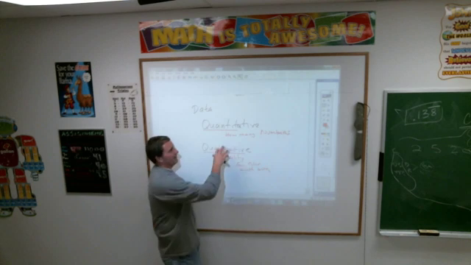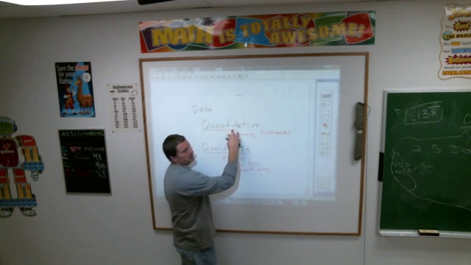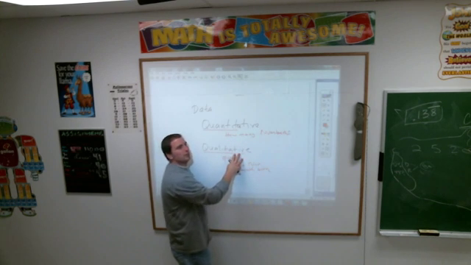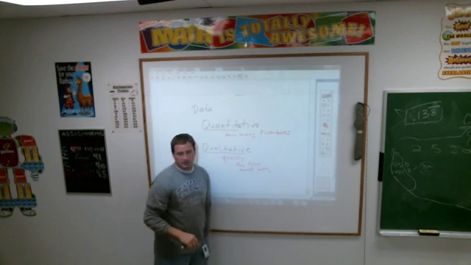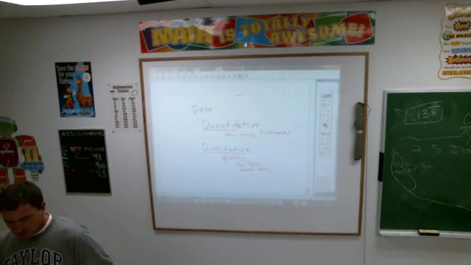Quantitative, how many pizzas did you eat? That's quantity, it's a number. Qualitative, what kind of pizza do you like? It's quality. Cheese, and that kind of stuff.